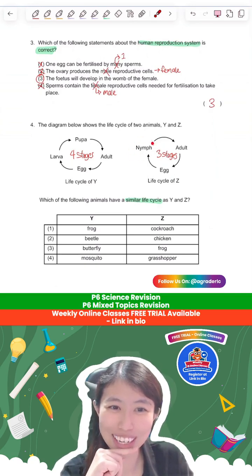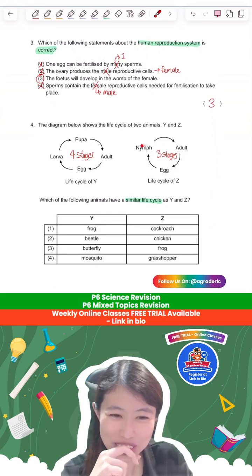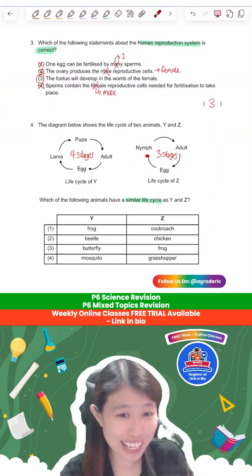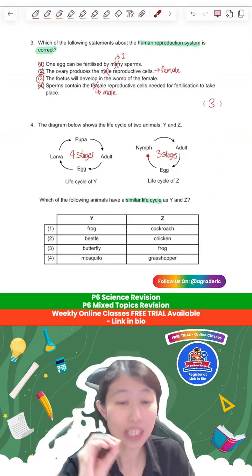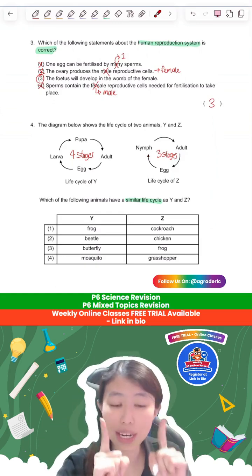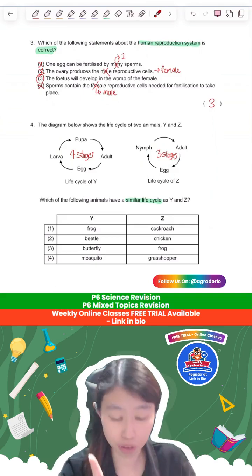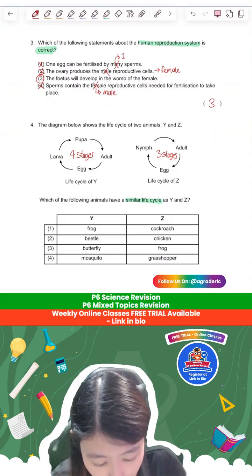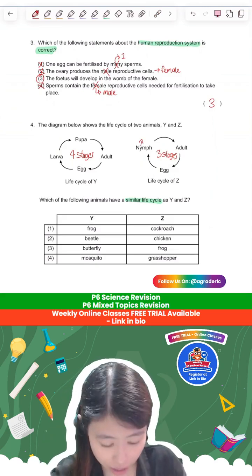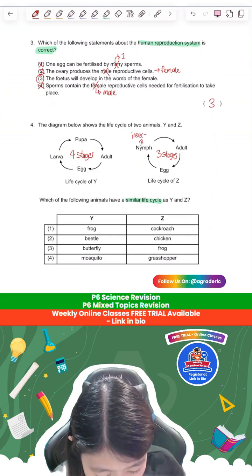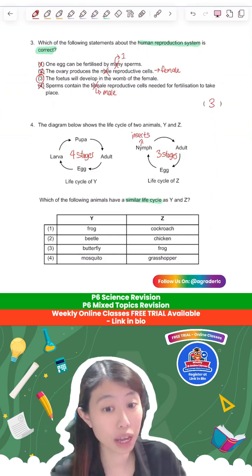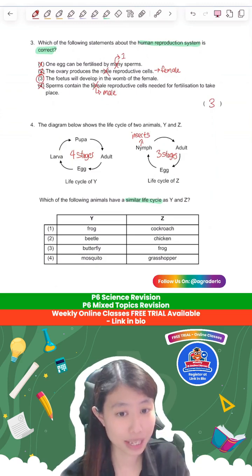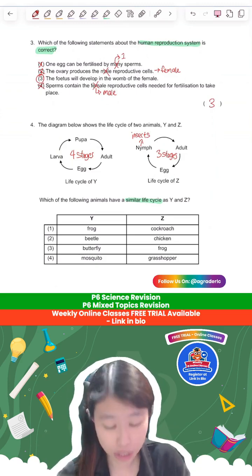I gave you a clue already. Yes, very good. Those of you who sent in your answers, insects only. So don't get tricked, okay? You must look at the stage name very carefully when it comes to a 3-stage life cycle. The moment you see nymph, you have to look out for insects. So please be very careful. Both of them would be insects, just that Y has 4 stages.